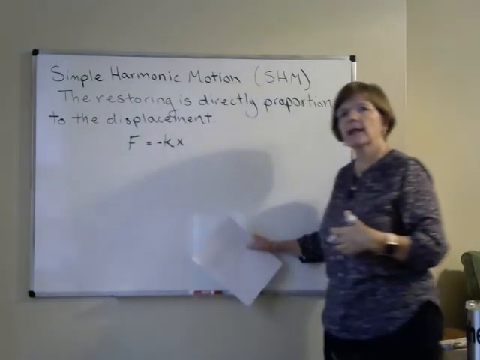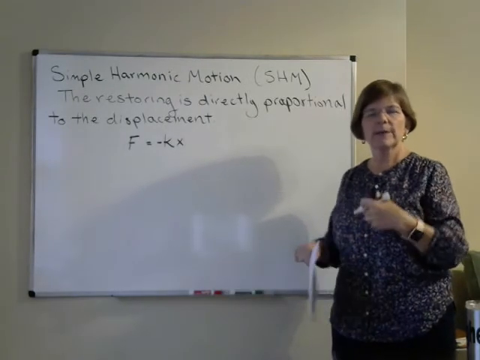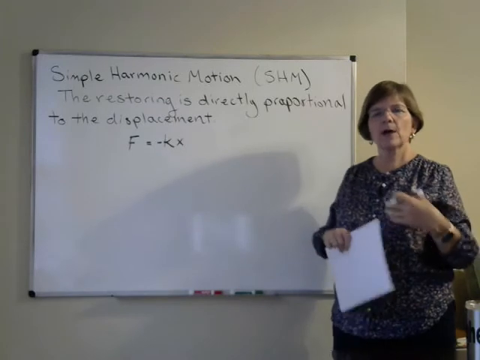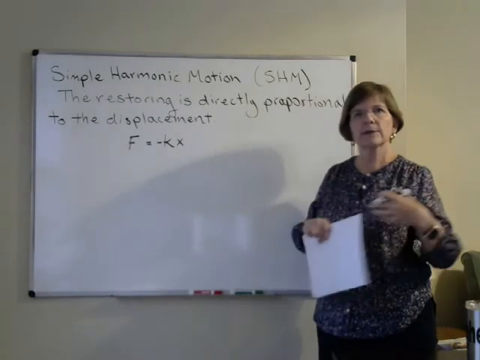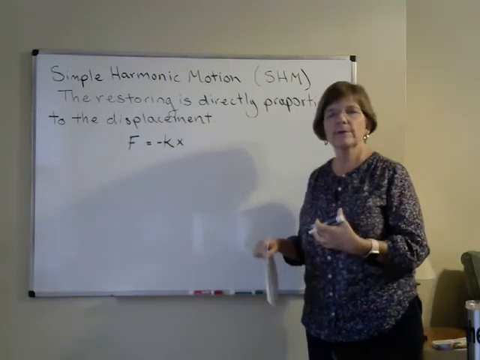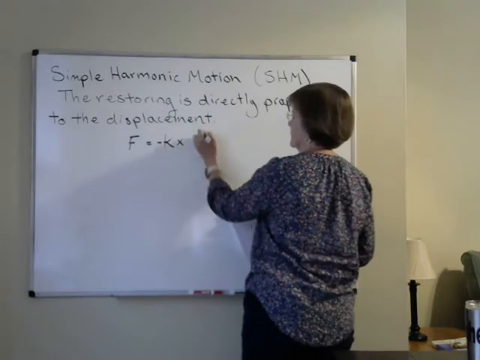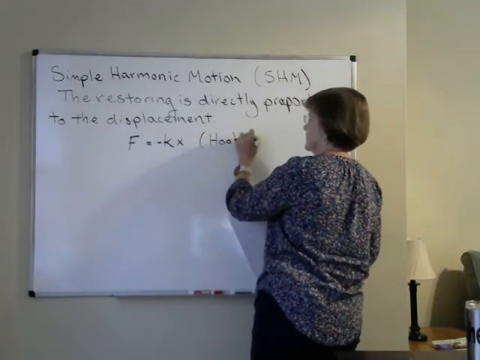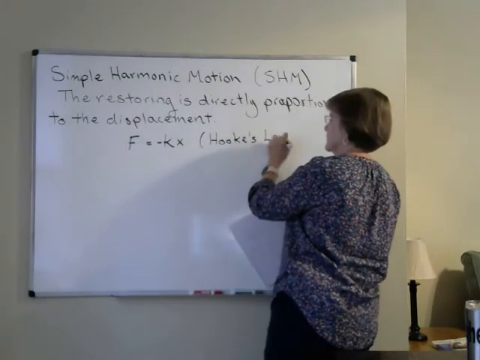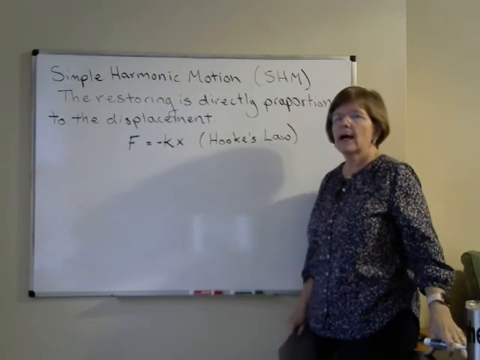a spring that the restoring force is always opposite to the displacement. If you pull a spring to the right, the restoring force is going to be to the left. If you pull the spring to the left, the restoring force is going to be to the right. This is called Hooke's law. And it applies to ideal springs.